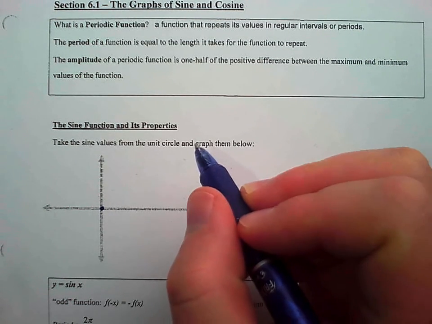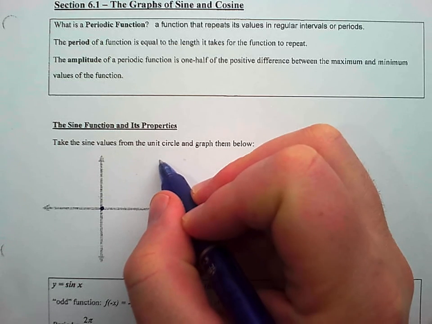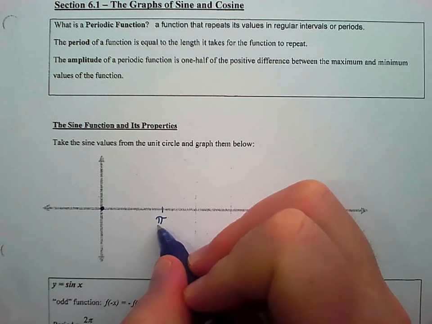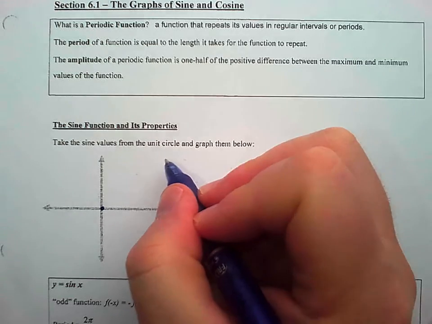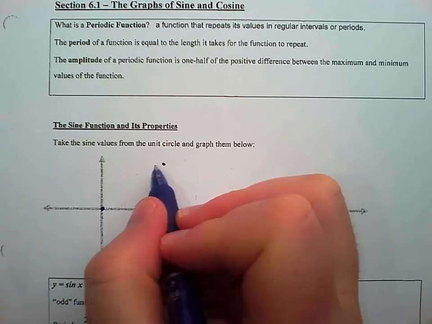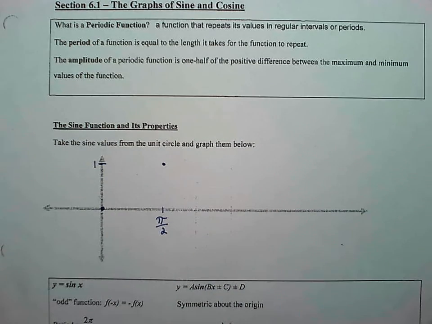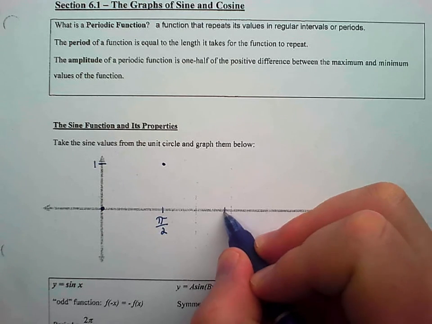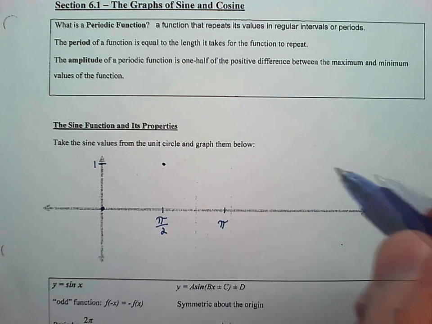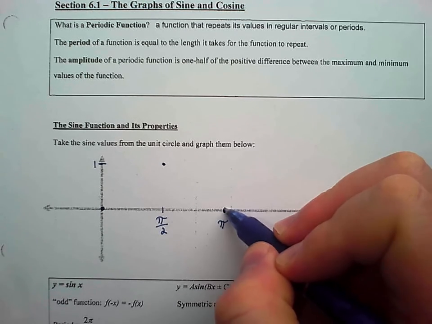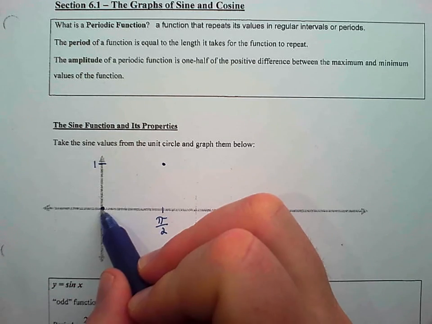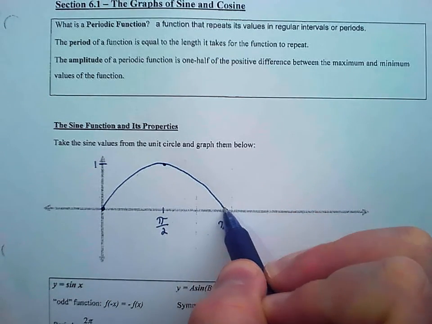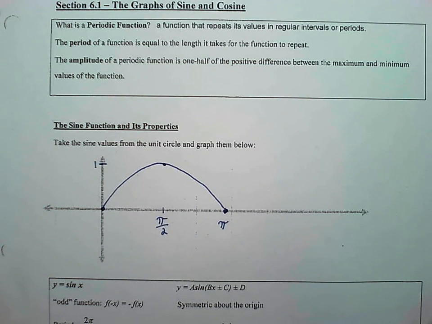And when the value that we are plugging into the sine function is equal to pi over 2, then our sine function is going to be at the value of 1. And then once we reach the value of pi, now our sine function is going to be at 0 again. So our first part of the sine function from 0 to pi looks something like this.